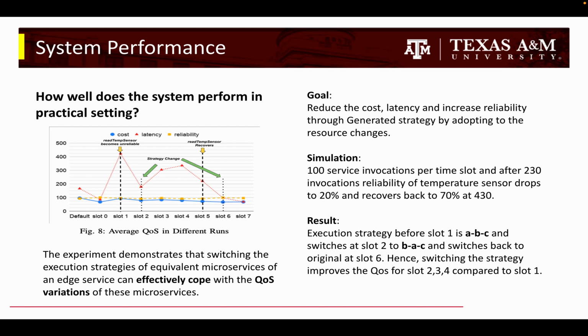Now for slots 2, 3, 5, we use the same strategy, and again at slot 5, we observe a resource change where the first microservice reliability recovers back to 70%. The system identifies the resource change and hence changes the strategy to the original, that is ABC. Therefore, from this experiment, switching the strategies whenever it is required indeed improves the QoS and effectively copes with the QoS variations in dissimilar edge environments.